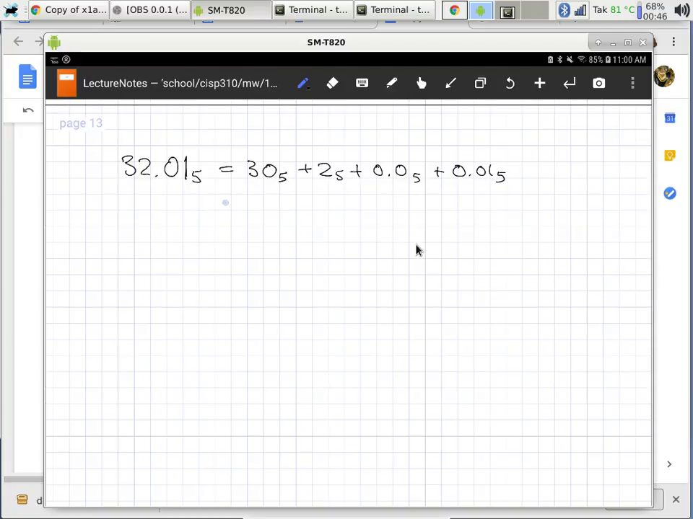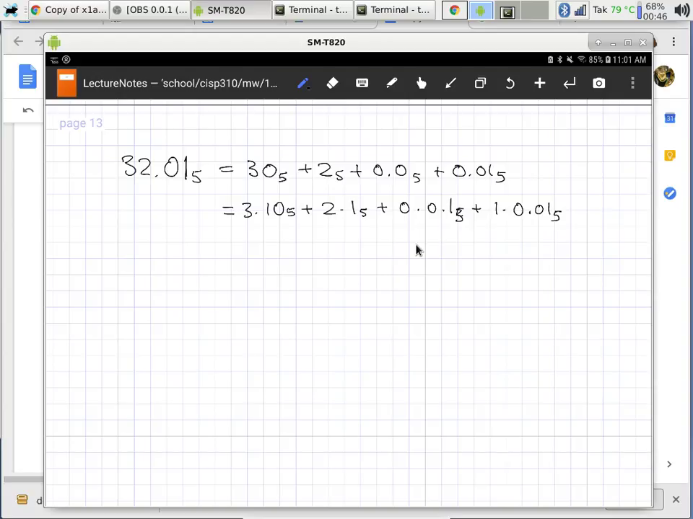All right, well, so what is 30? It's 3 times 10 in base 5 plus 2 times 1 in base 5 plus 0 times 0.1 in base 5 plus 1 times 0.01 in base 5. So this time I'm separating the quantity from the unit of that particular digit. Is that okay? Do we understand what I mean by the quantity versus the magnitude?